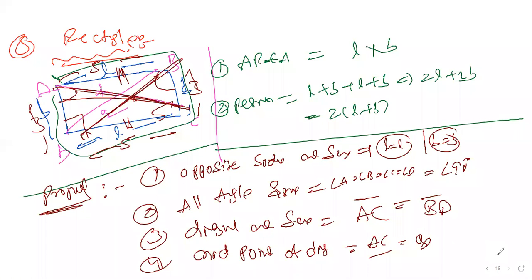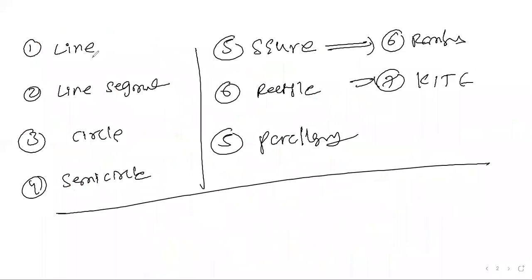Now we discussed many things. What we taught till now are very simple concepts. At the starting we cleared line, segment, circle, semicircle, square, rectangle, rhombus, kite. One, parallelogram, is pending, right? Now I'll discuss the parallelogram. Number 9, parallelogram.